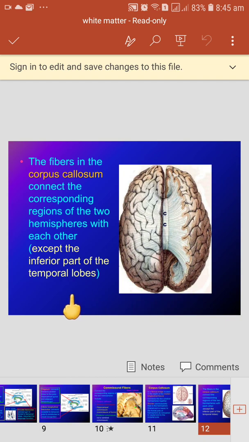The fibers in the corpus callosum connect the corresponding regions of the two hemispheres with each other except the inferior part of the temporal lobe. Just the inferior part of the temporal lobe will not be connected, otherwise all corresponding areas of the hemispheres will be connected.